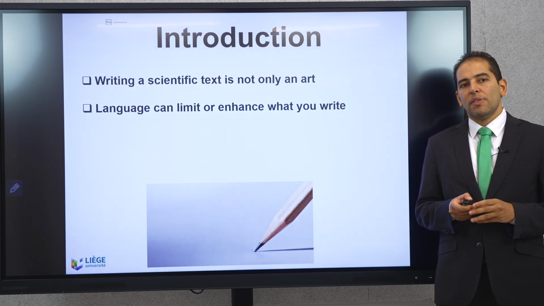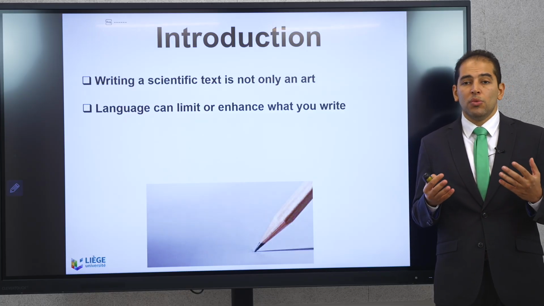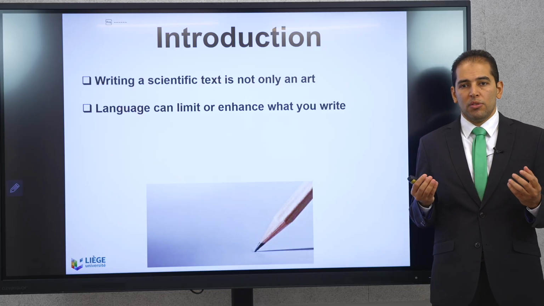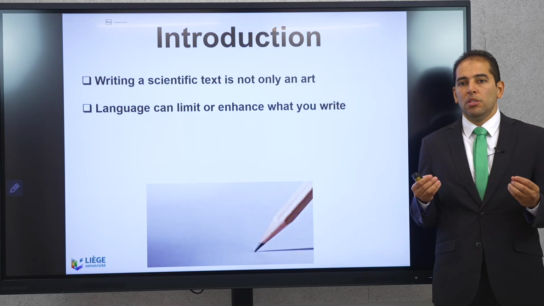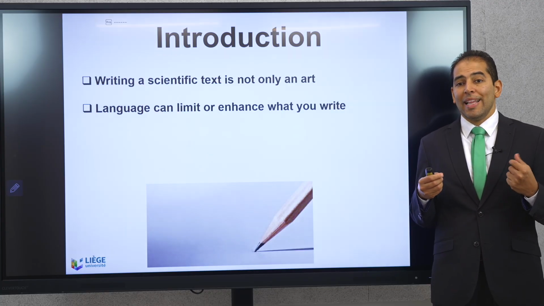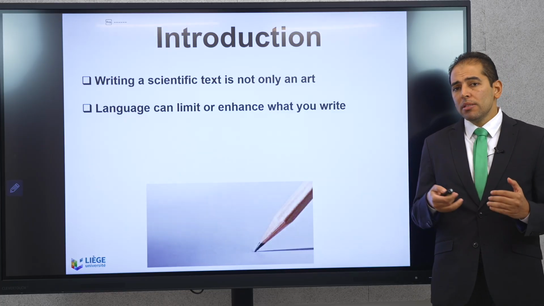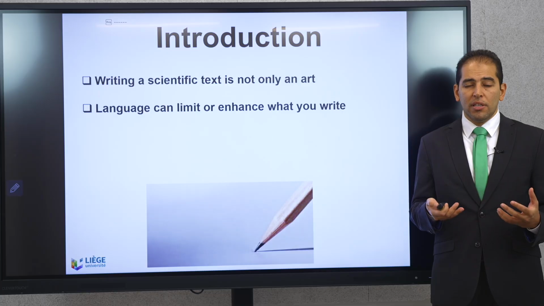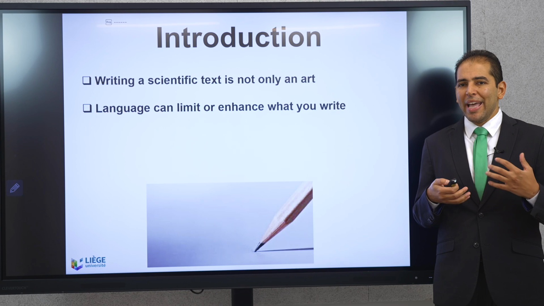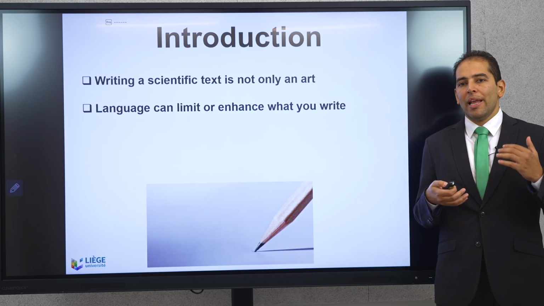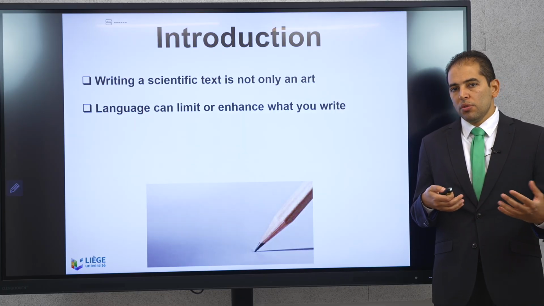Writing a scientific text is not only an art, it's a balance between art and technicality, and you need to be aware of it. It's not just a technical point and it's not just art, it is a balance between both. You need to have a feeling and experience with language so that you can articulate and express yourself. Language can limit or enhance what you are writing, and if you are writing in a foreign language, especially English in this case, it is very important that you make extra effort to make sure it will be understood by the audience.